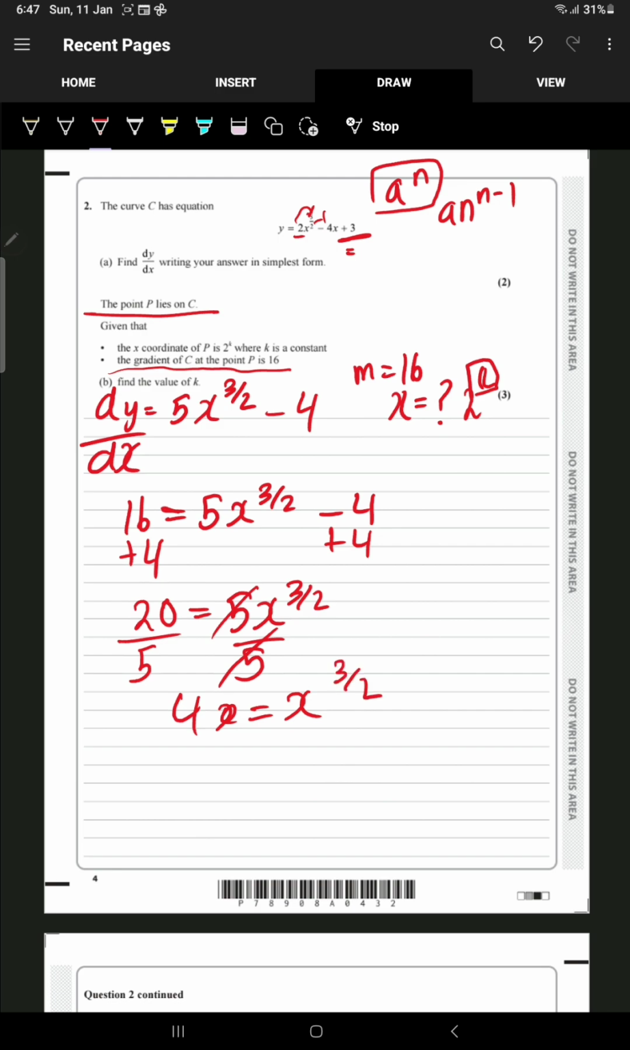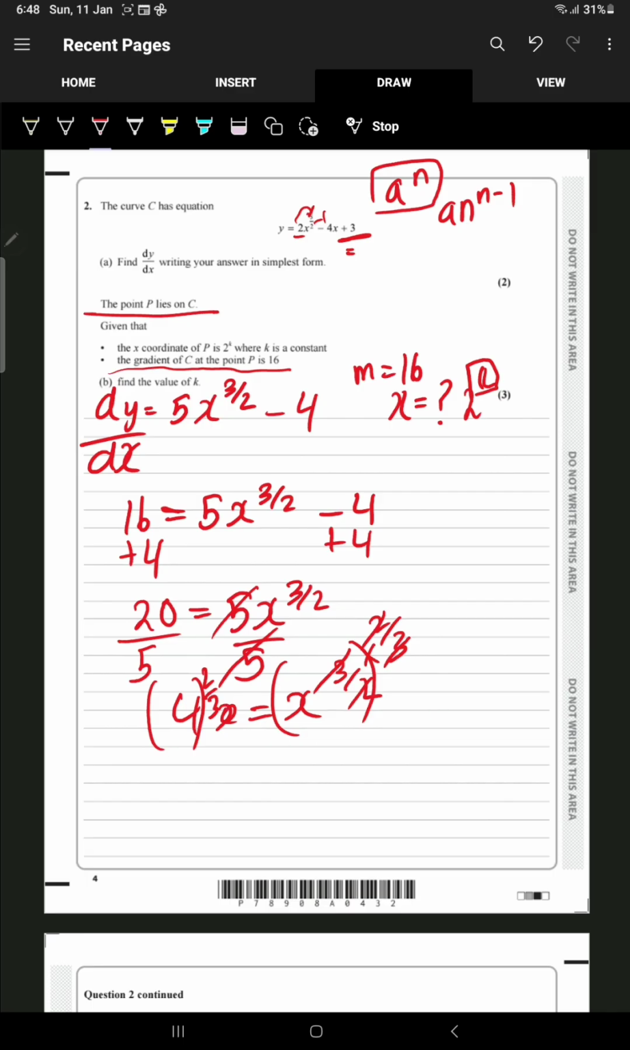All right, so we need to get rid of this power to find a single value of x. So what we can do is times this by the opposite power, 2 over 3. If we multiply, the power cancels out and we just have to the power of 1. When you multiply, 3's cancel out, 2's cancel out, and on the other side we have 4 to the power of 2 over 3.